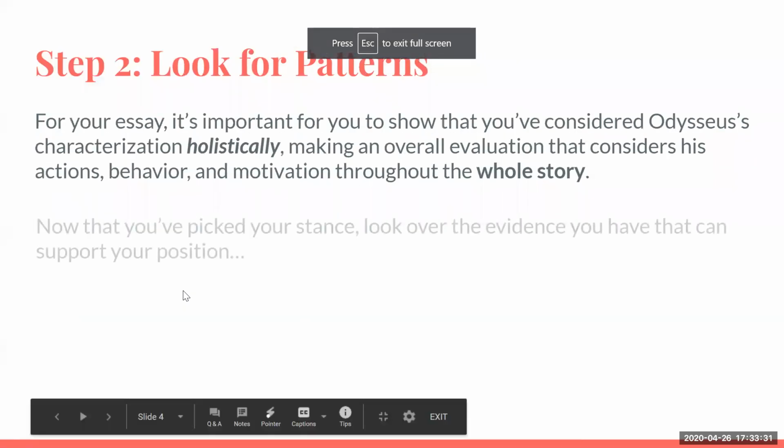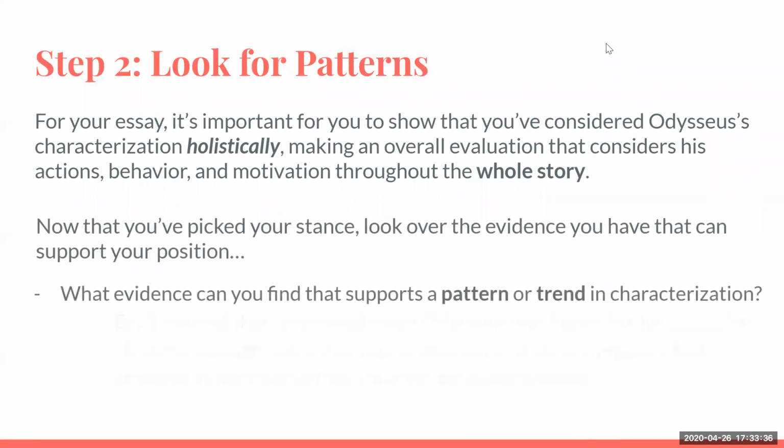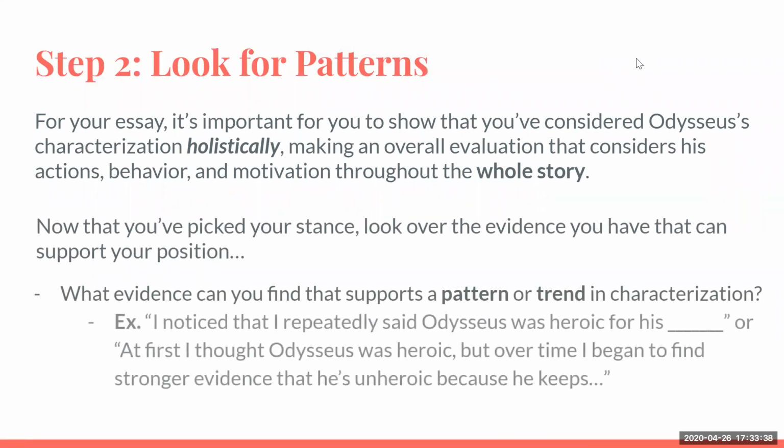The next thing that you're going to do is you're going to look for patterns. This is what makes a really strong thesis statement. So for your essay, it's really important to think holistically. We're thinking throughout the entire Odyssey. If you write an essay only talking about book 9, it's not going to be so strong because, again, like every character, Odysseus changes and he makes decisions, and the decisions have causes and effects. So we want to really think holistically.